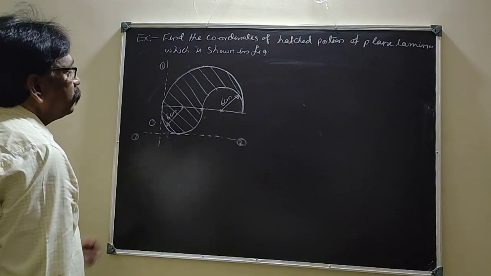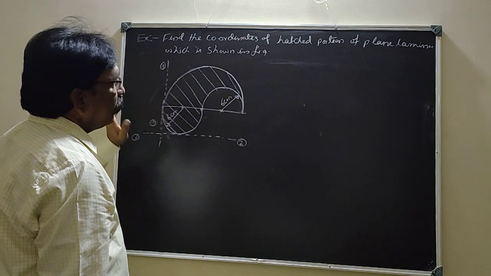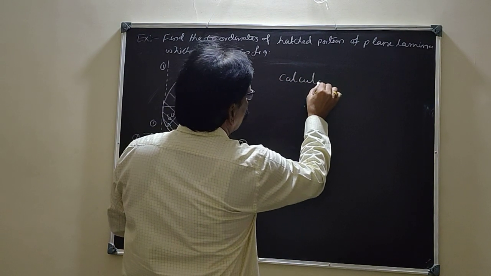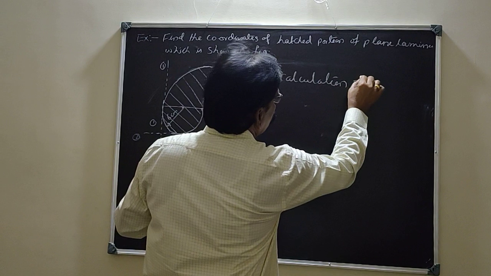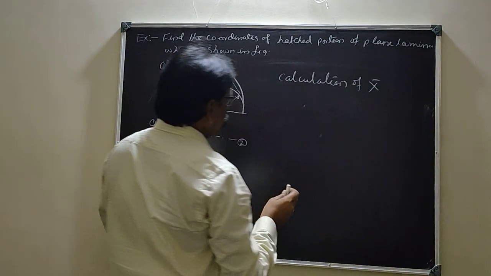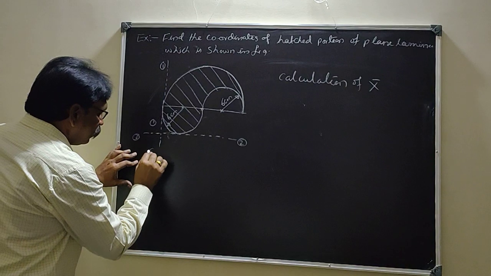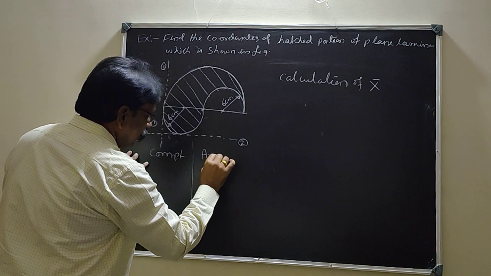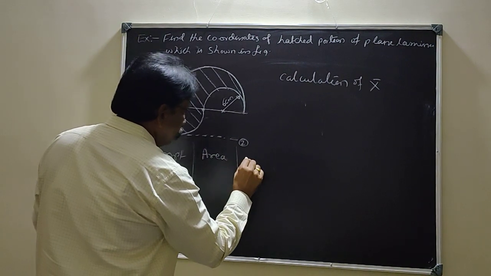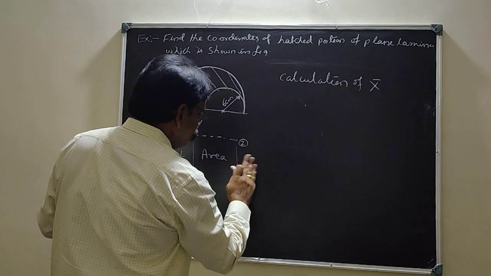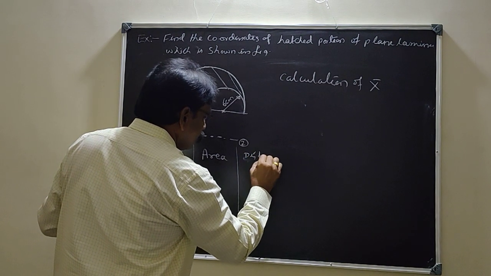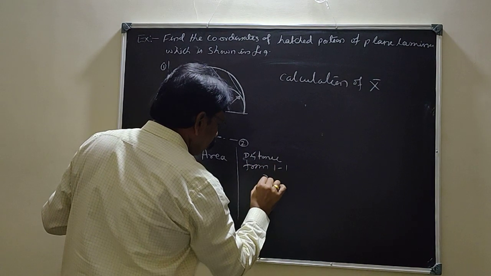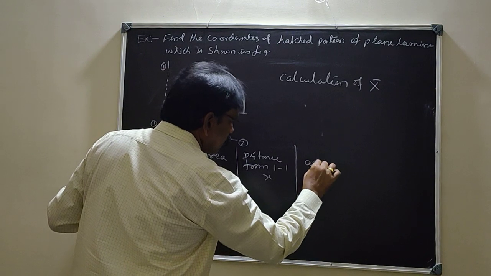Now let us find out the centroidal distance one by one. First we will calculate x bar. Calculation of x bar. So that means, again, what are the things? Component, then area, then x, that means distance from 1, that is x, then Ax.